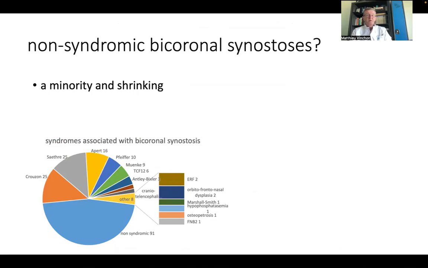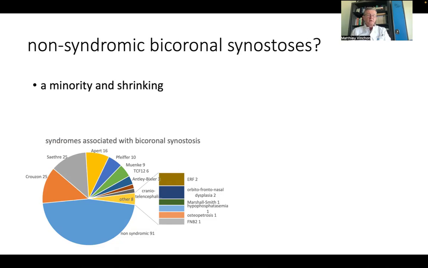What about bicoronal synostosis? We understand that it is a minority, it is shrinking. In this rather a little bit unsigned series from Lille, we had less than half of the bicoronal synostosis which were considered non-syndromic.